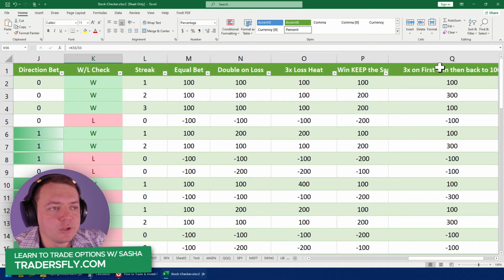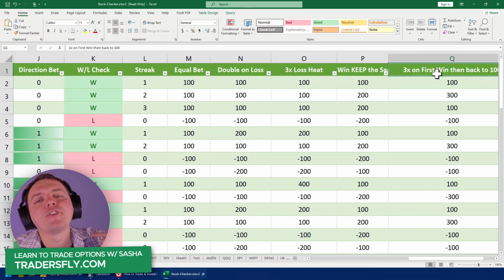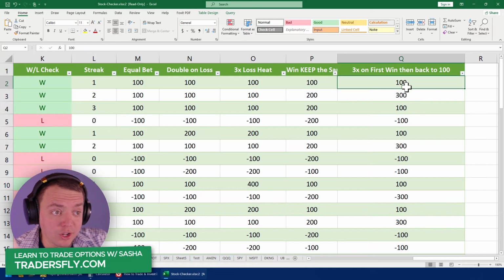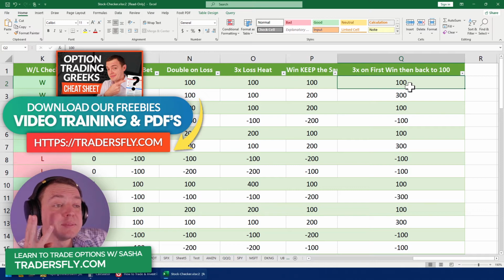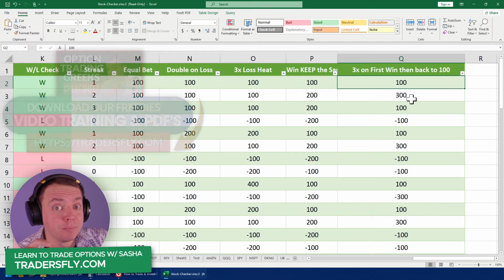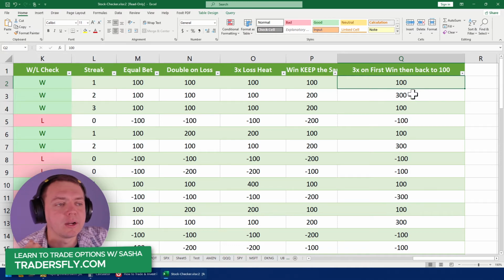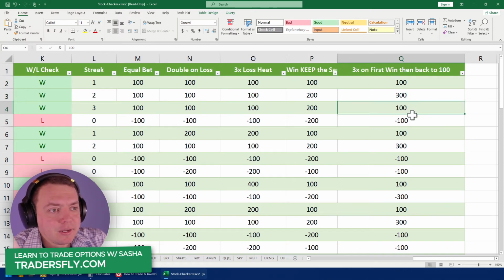But here, what I want to show you is a 3 times, if you tripled the bet after the first win, what happened? So the way this works is that if you go 100 and then after that first 100, you 3 times the second one, but then you go back to $100 bets till you lose. And then after that loss, you go back to trying to get your first win. And then you triple it up again on the first one. So you can see here, this is the win column. So I'll win 100, then I triple it up, 300.